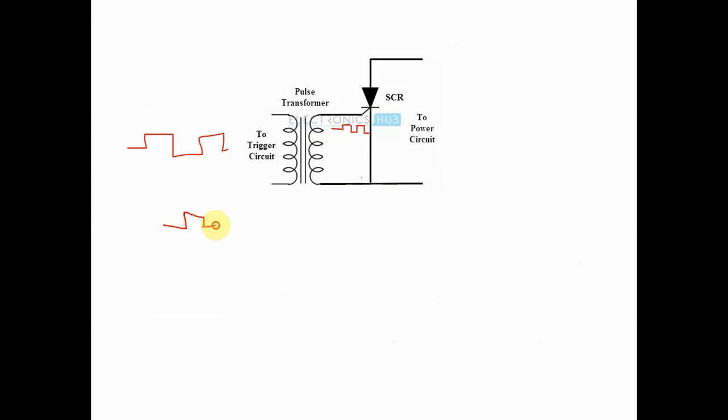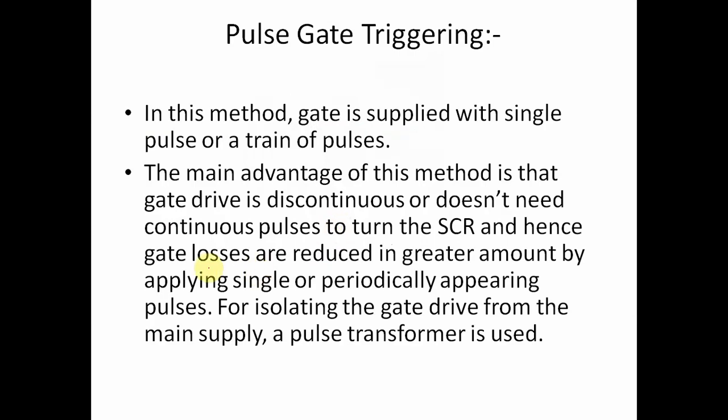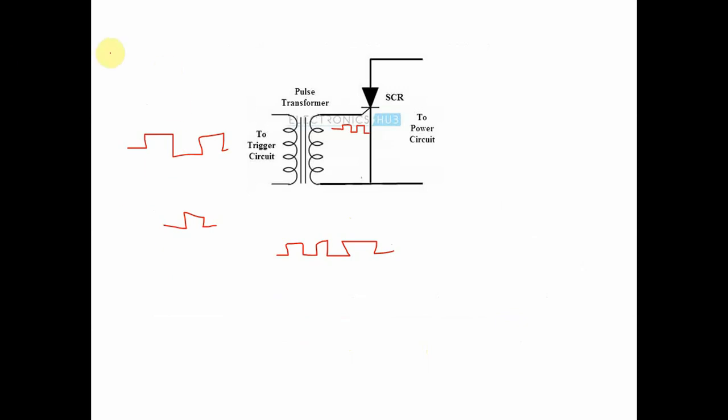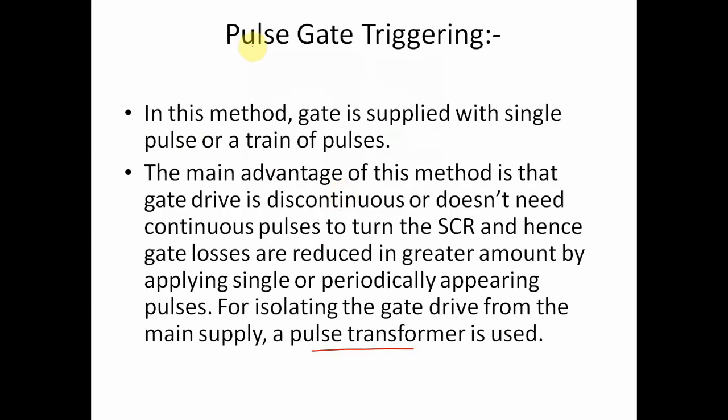This is called a single pulse and this is called a train of pulses. This train of pulses is applied to the gate terminal of the SCR. For isolating the gate drive from the main supply, a pulse transformer is used to supply the train of pulses. So this is the second method, the pulse gate triggering method, in which pulses or a train of pulses are applied to the gate terminal of the SCR.